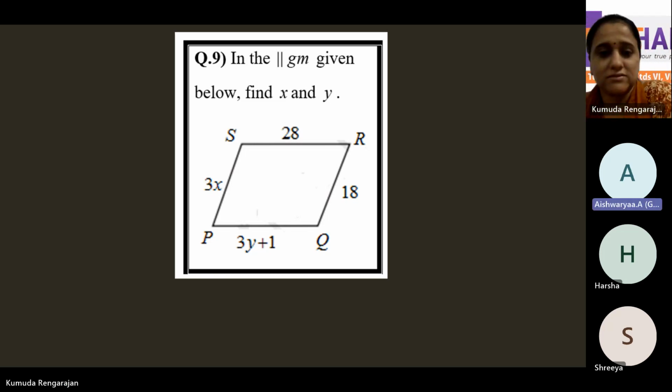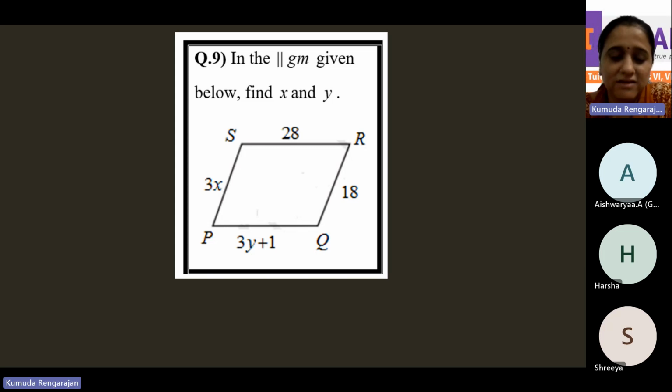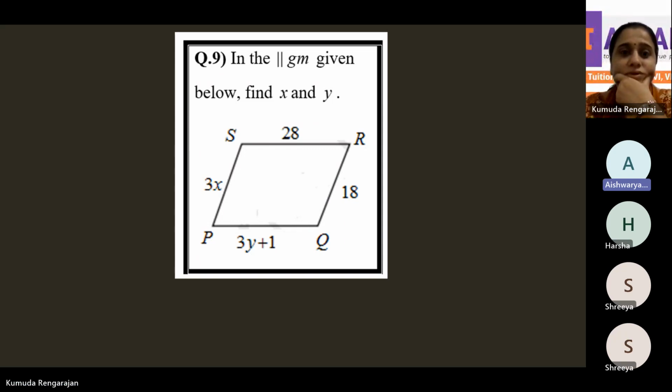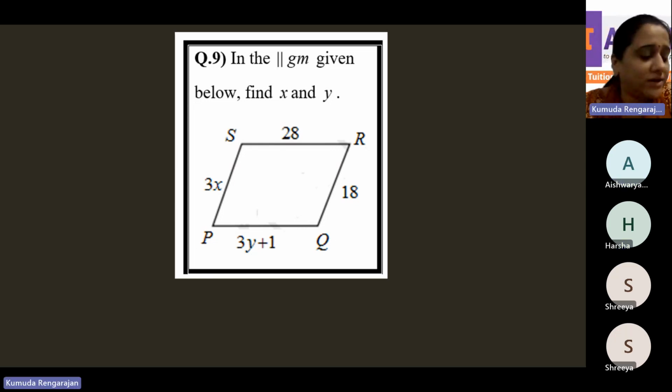So 28 is equal to 3y plus 1. 3y plus 1 is equal to 28. So 4y is equal to 28. 3y plus 1 is not 4y. 3y is equal to 28 minus 1. So 3y is equal to 27. y is equal to 27 by 3. So y is equal to 9. That's all.